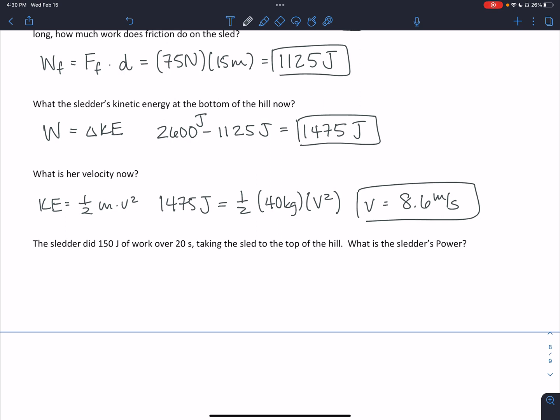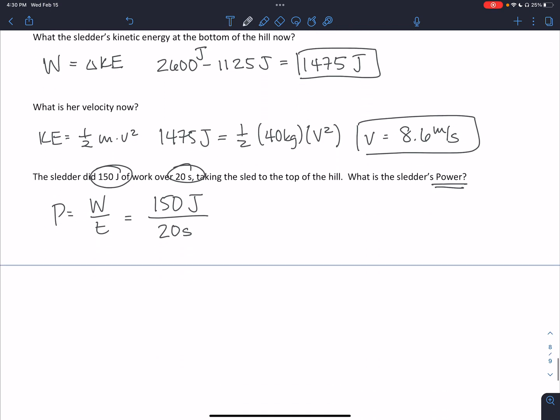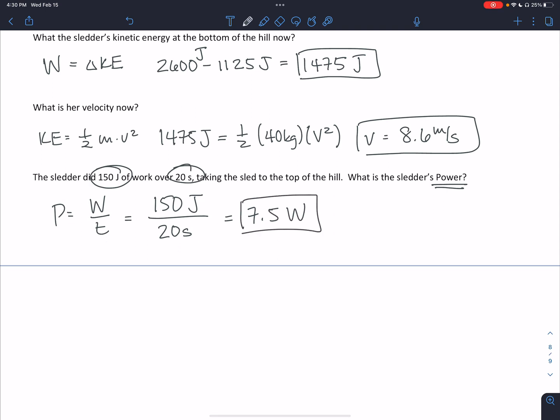If the sledder did 110 joules of work over 20 seconds, taking the sled to the top of the hill, what is the sledder's power? Remember, power is equal to work divided by time. So she did 150 joules of work, which she didn't. This is a bad problem. I'm sorry about that. Technically, she did 2,600 joules of work getting that sled up to the top of the hill. But we're going to leave it because that's how it was typed in. Sorry about that. So we'll divide 150 by 20. So this sledder has 7.5 watts of power as part of this motion.